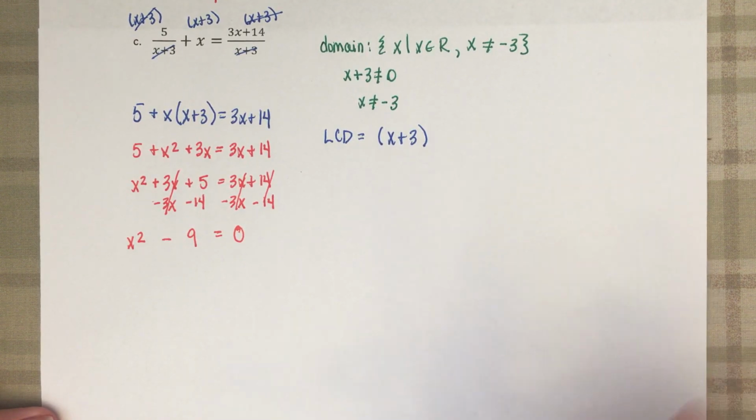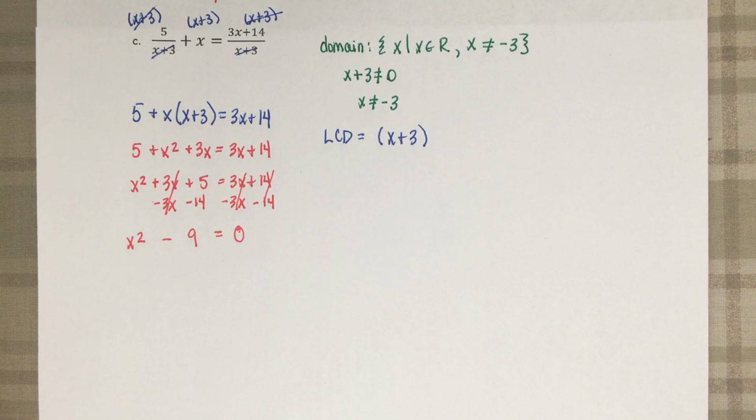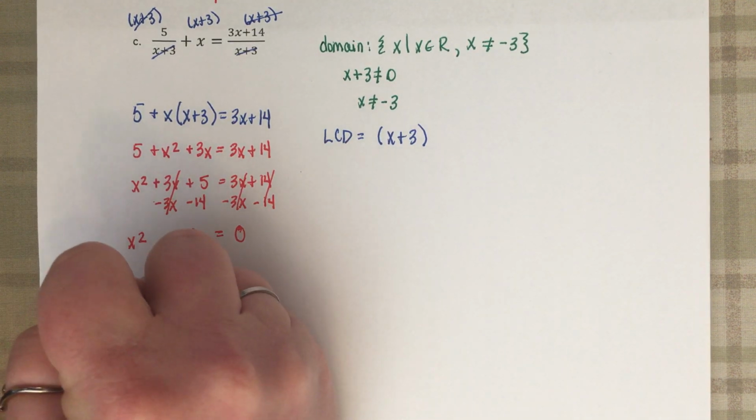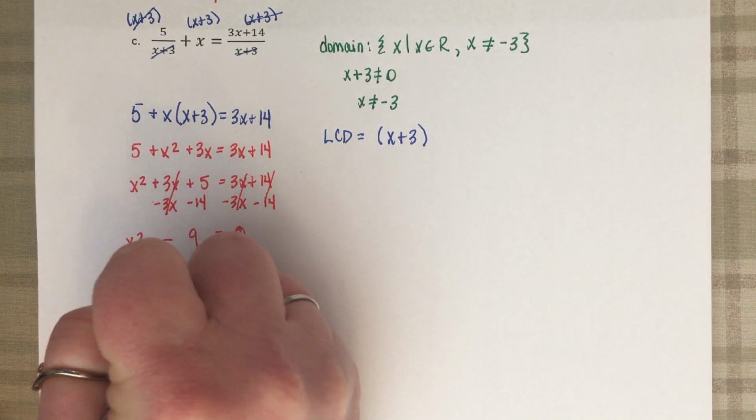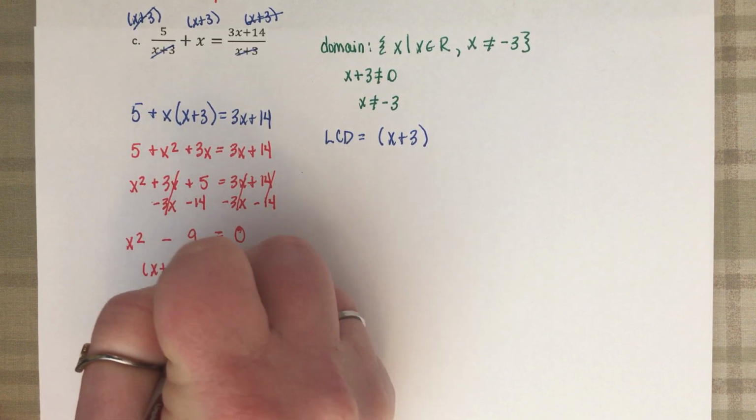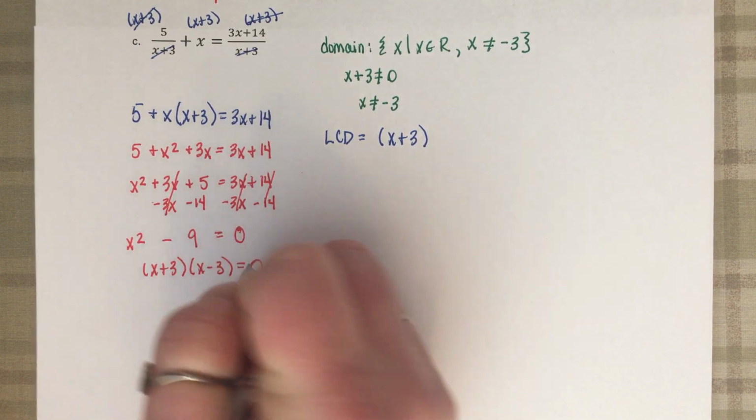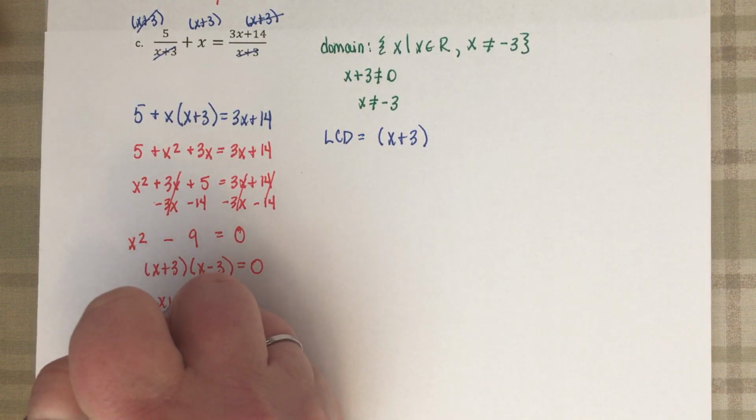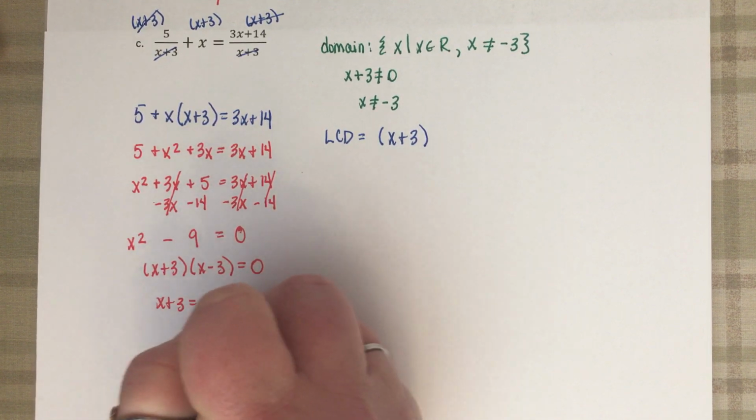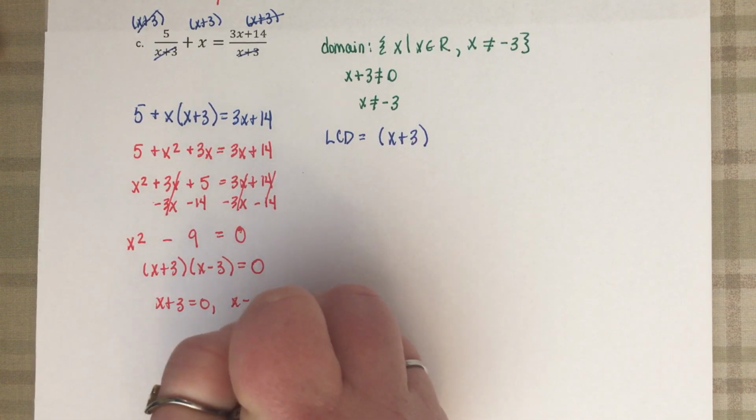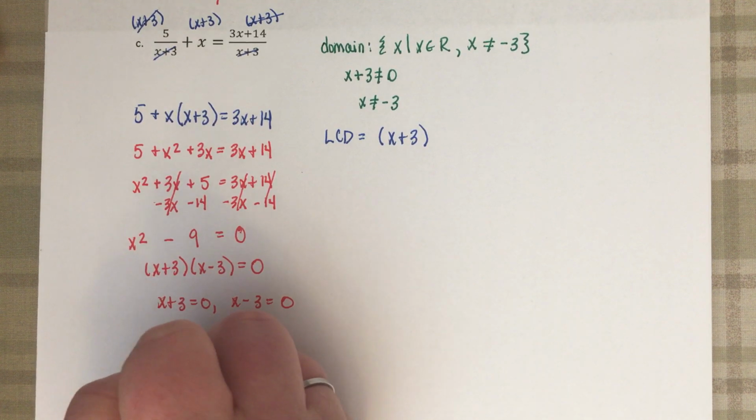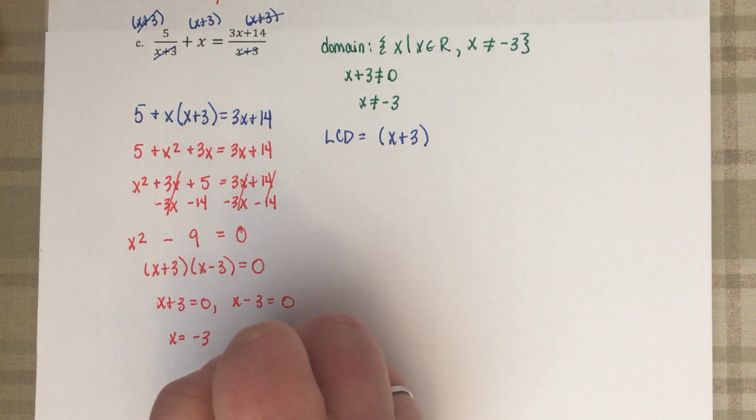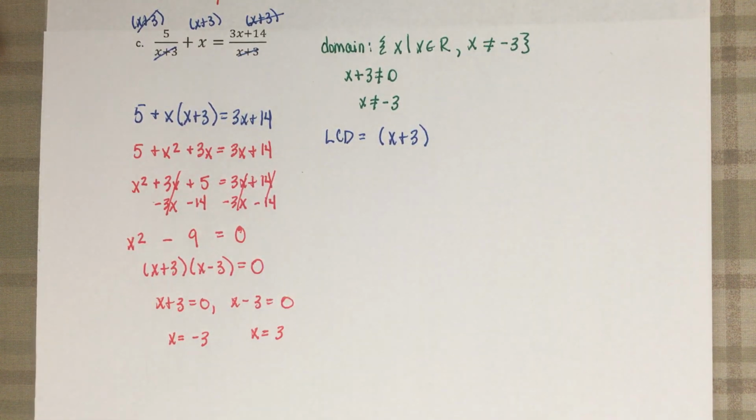Now what we have left, again, we can either try to factor or use our quadratic formula. This one factors nicely into x plus 3 times x minus 3. It is a difference of squares. So either x plus 3 equals 0 or x minus 3 equals 0. We subtract 3 from both sides, we get -3. We add 3 to both sides, we get +3.